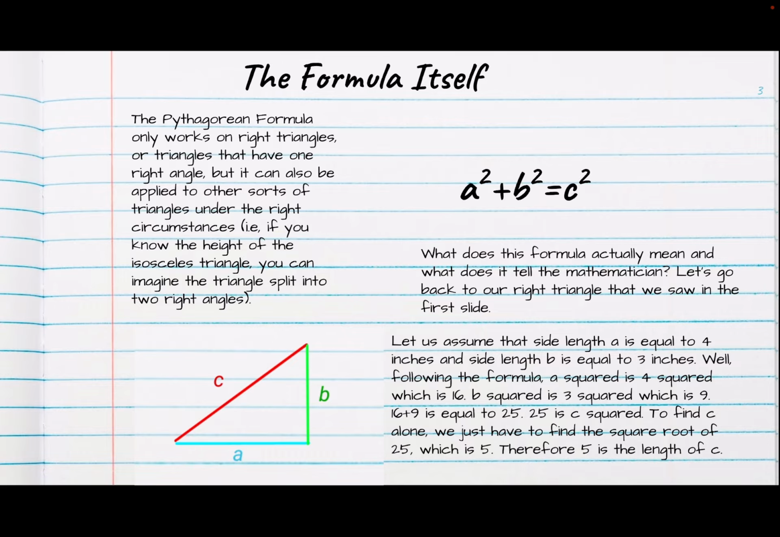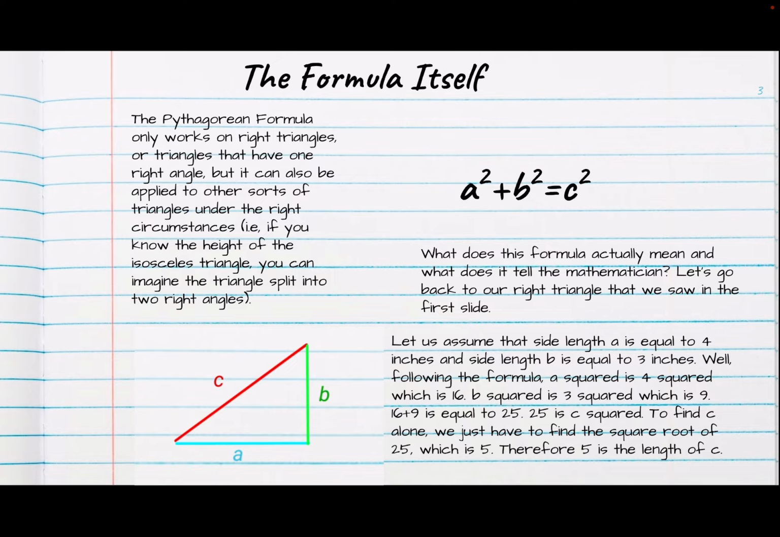Let's go to our right triangle that we saw in the first slide to find this out. Let us assume that the side length A is equal to 4 inches and the side length B is equal to 3 inches. Following the formula, A squared is 4 squared, which is 16. B squared is the same as 3 squared, which is 9. Now we have to follow the formula and add it up. 16 plus 9 is 25.